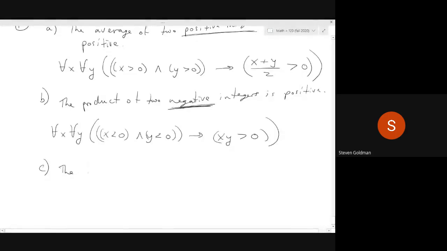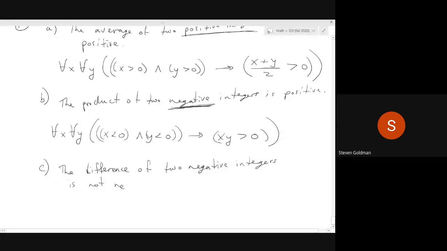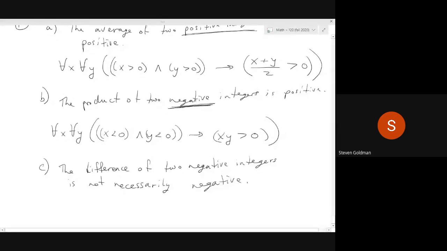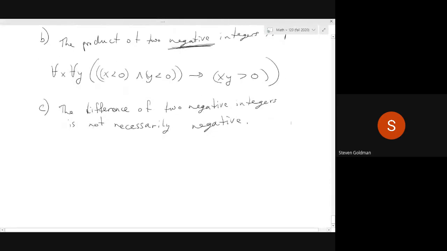The difference of two negative integers is not necessarily negative. Right? Could be positive, could be negative. Okay. So there were a couple of different ways you could have done this one also, because a lot of you did it in a few different ways.